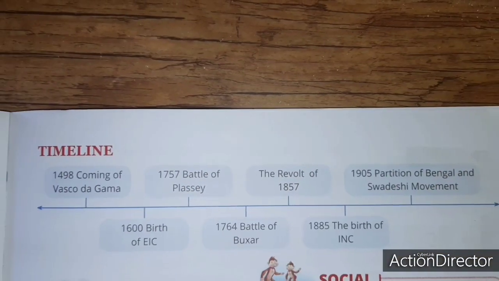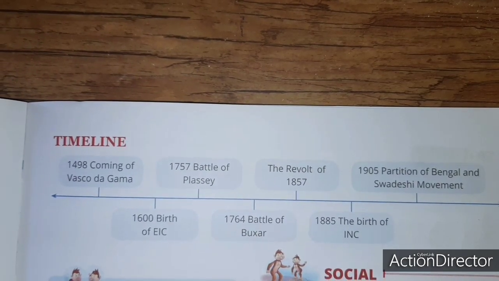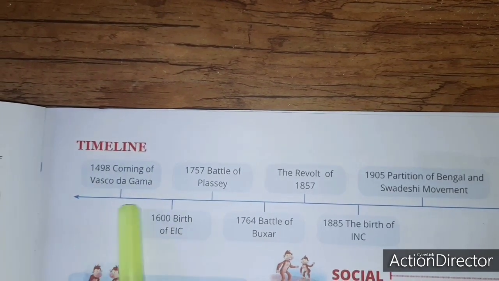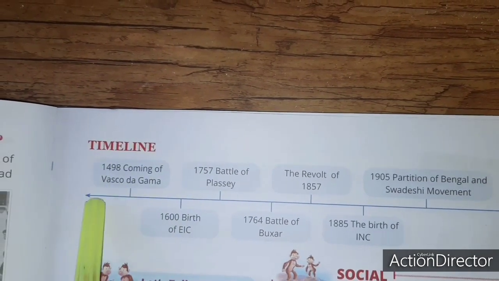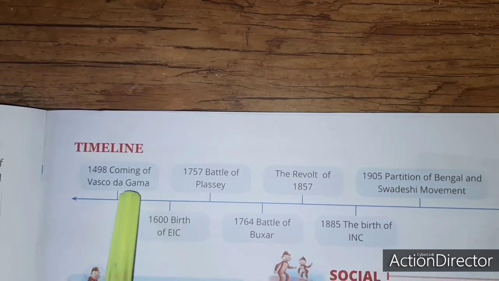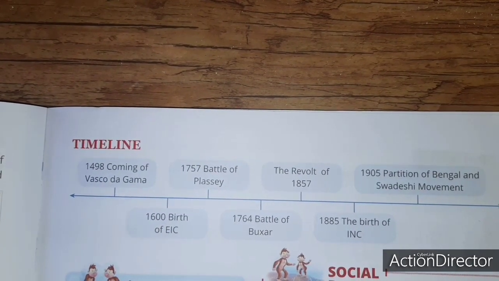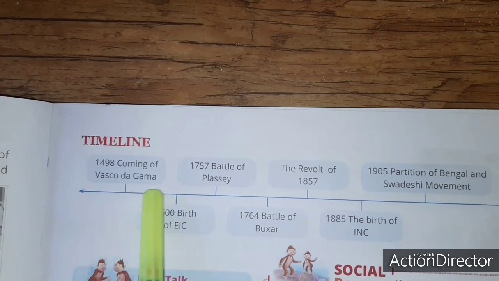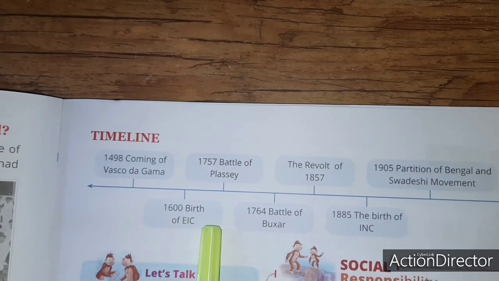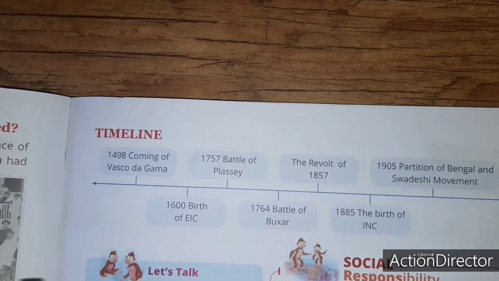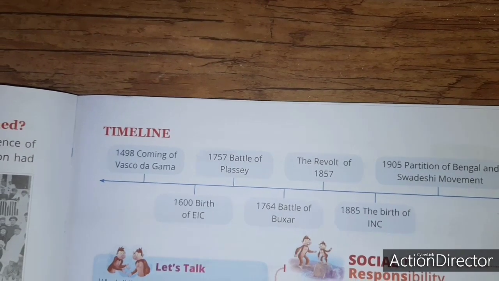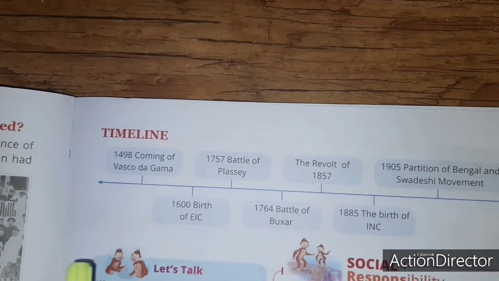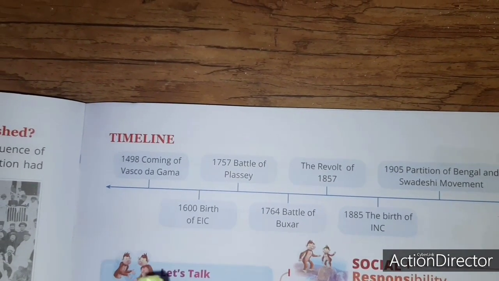So children, the gist of what we studied in chapter 1 is that in 1498 Vasco da Gama came to India. He exported India's goods to Europe. After him, many East India companies from the French, Dutch and Danish came, and in 1600 the East India Company was formed. The English had come to India. They formed the East India Company. After that, they started to become the master of the land.